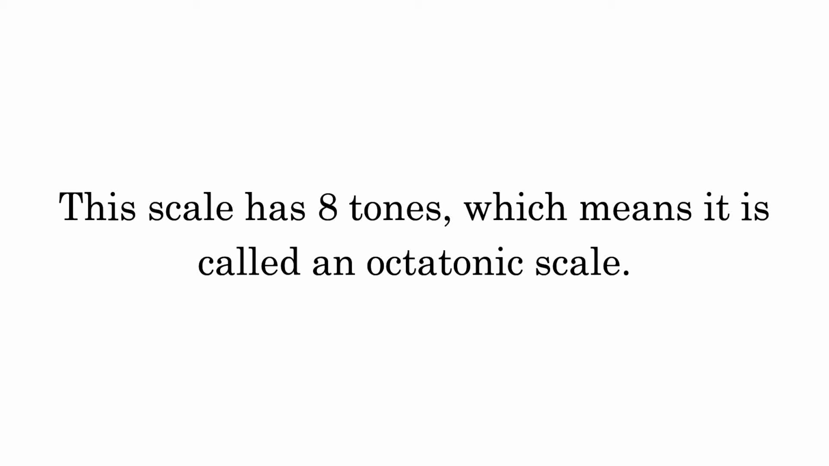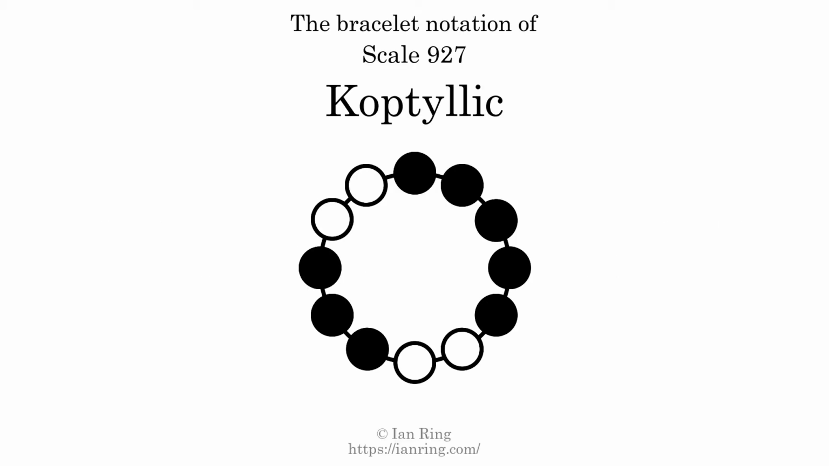This scale has 8 tones, which means it is called an octatonic scale. This is a bracelet notation diagram of scale 927. The shaded circles represent tones that appear in the scale, and they are read clockwise, starting at the top.